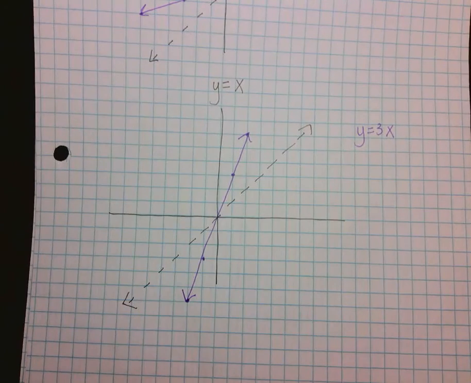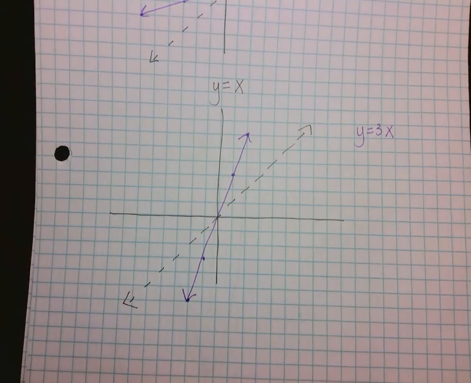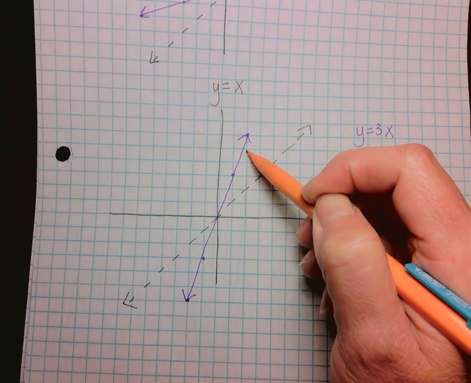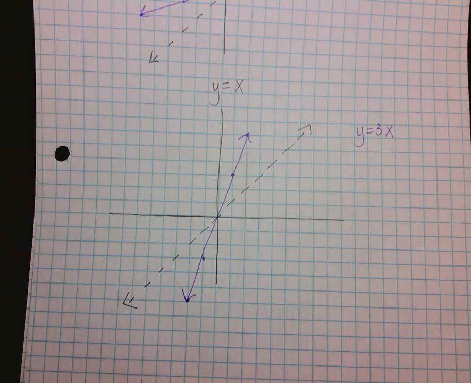Well, now let's look at this one. Again, I graphed the parent function, and then I graphed y equals 3x. What did I do? I changed the slope from 1 to 3. And when I did so, what happened? The line is getting further away from the x-axis. Well, the same thing happens with quadratic functions.